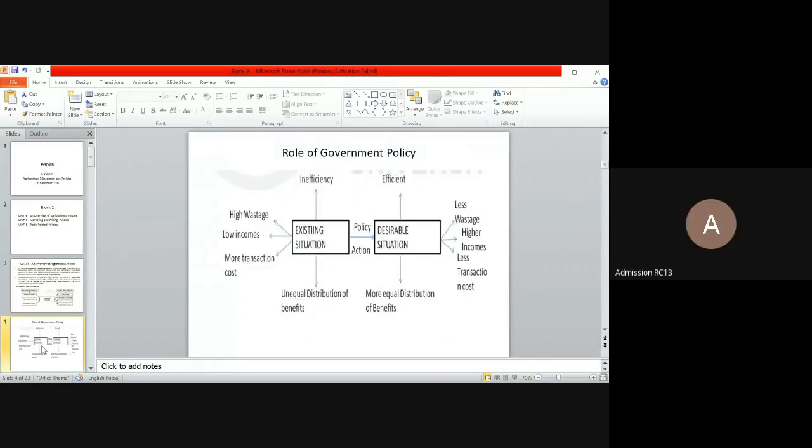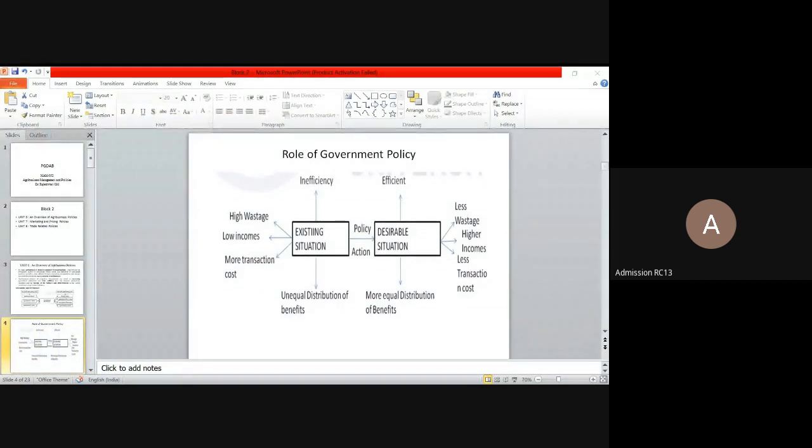Moving on to the role of government policies: how do they play a very significant role? If government policies were not there in any sector, what would have happened? For example, in the last session we were discussing corporate governance. I told you that different committees set up different policies so that corporate people can follow them. If those governance rules and regulations were not there, what would have happened?